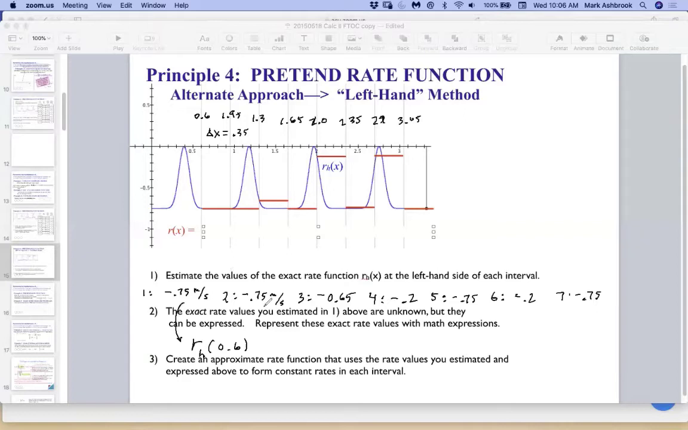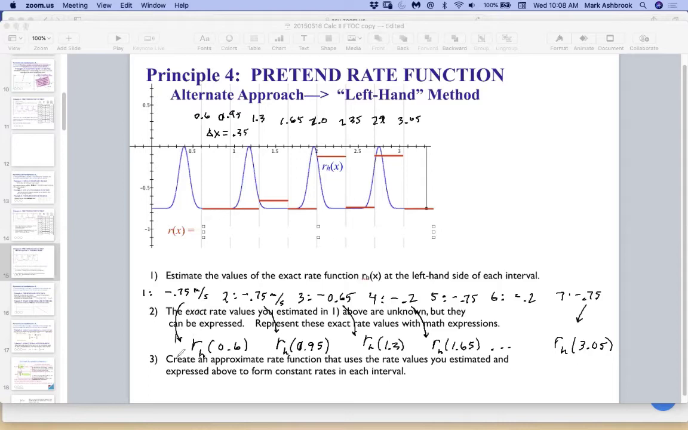Okay, what about in the second? R sub h of 1.95, or the exact rate at the beginning of the interval, the left-hand side of the interval, etc. Would that be 1.95 or 0.95? 0.95, yeah, thank you. Okay, and so this is what we did. Create an approximate rate function that uses the rate values you estimated and expressed above to form the constant rates in each interval. That's what we did at the beginning.